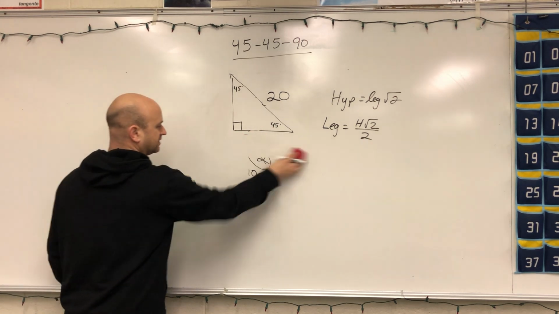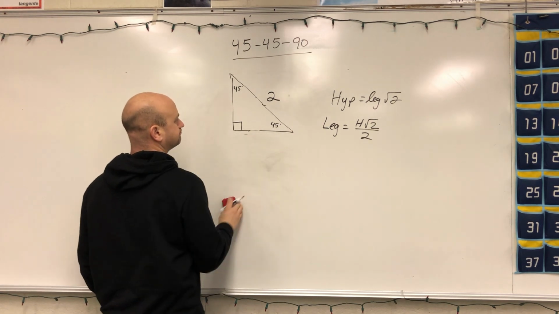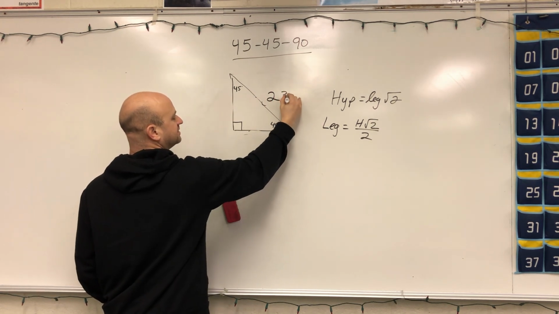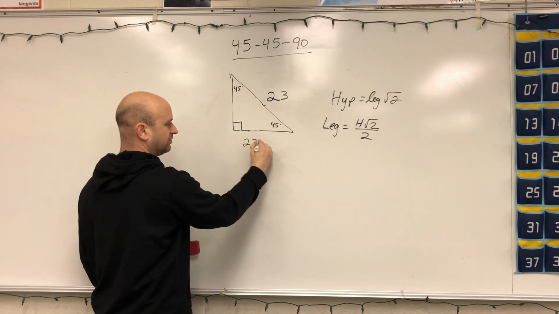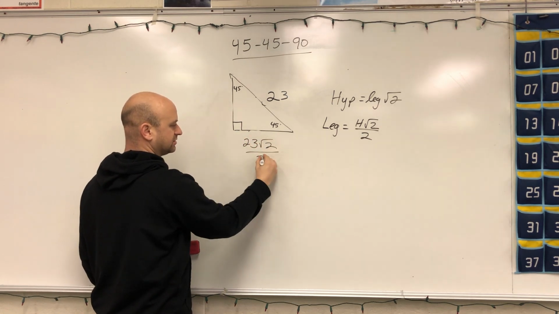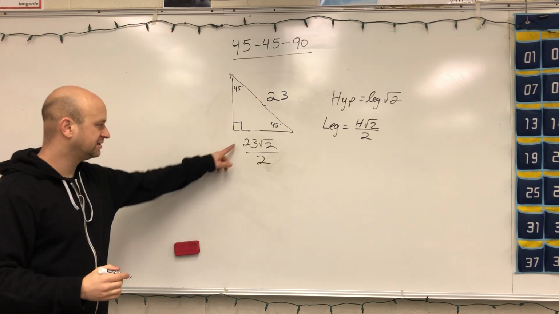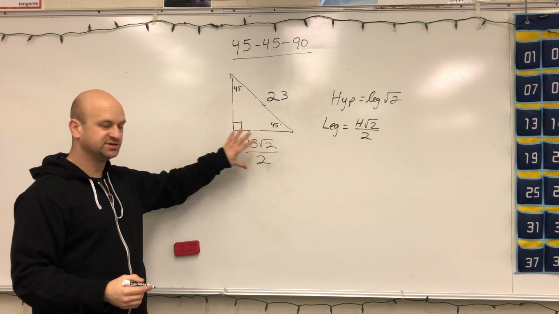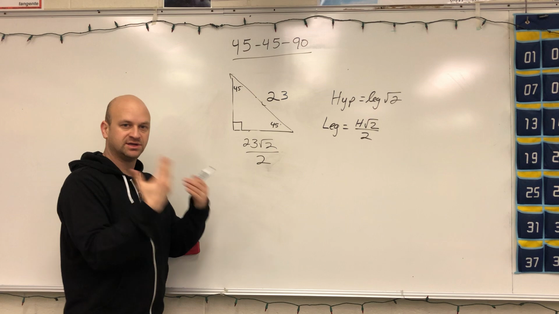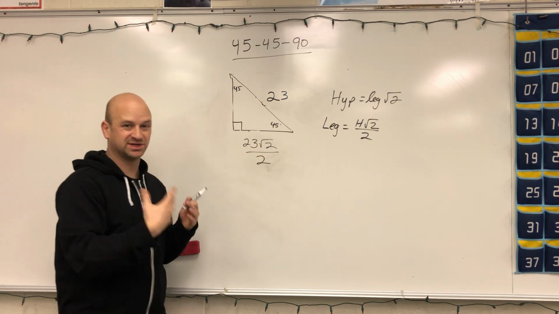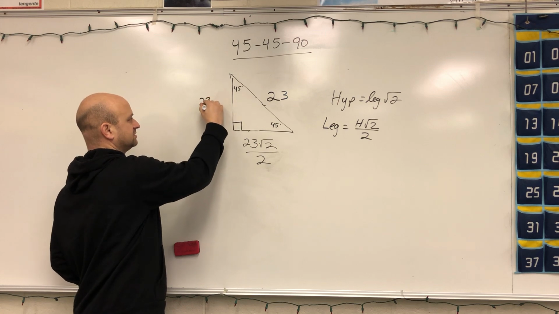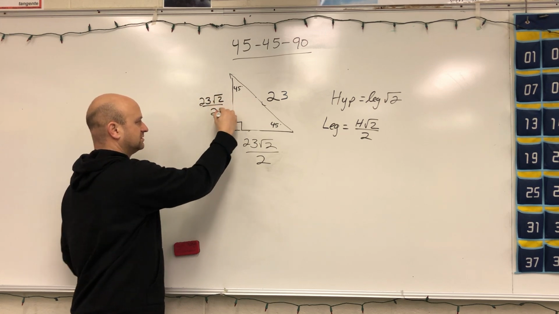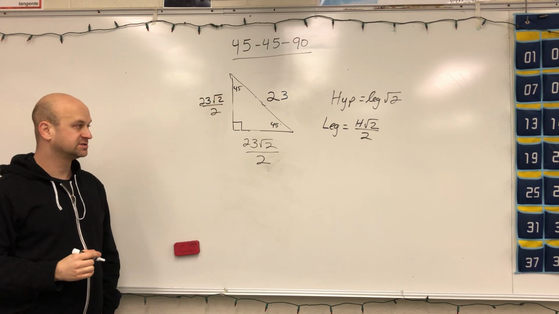Okay, all right, now what happens if it's odd? Say the hypotenuse is 23. Okay, well, it would be 23 times the square root of 2 over 2. And if the hypotenuse is odd, we leave the answer like this. And my hint in class was, this looks really odd. And so we leave the answer like this, and that would be the other leg because they're the same.